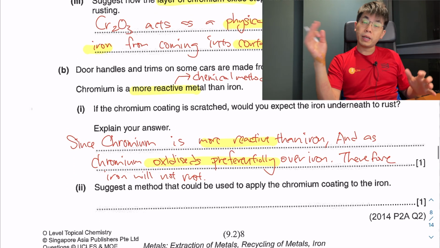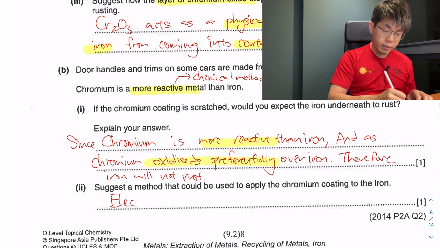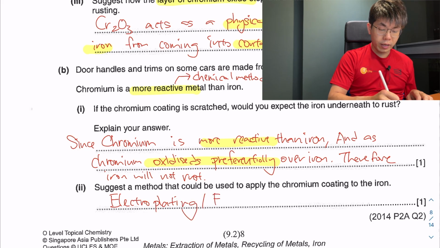What's the method that I can use to coat the chromium? I can use the method called electroplating, or we can use the word electrolysis.